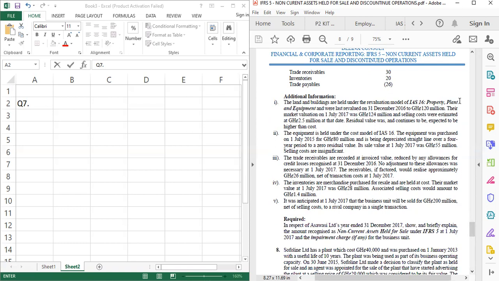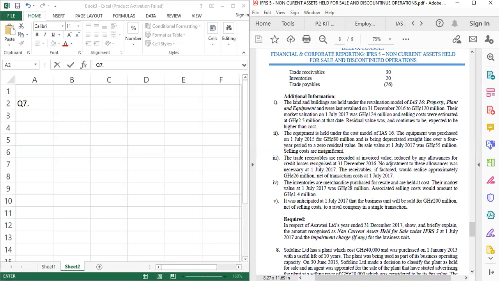All right. So if you are going to dispose a disposal group, the first thing that you have to do is that those assets that are measured under the revaluation model, you revalue them before you classify them. Let's come to the first footnote.